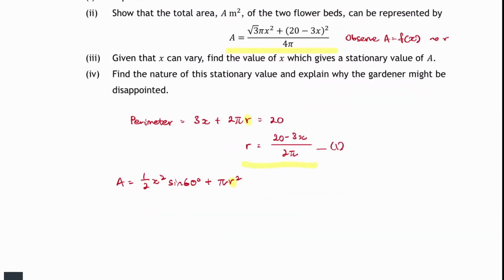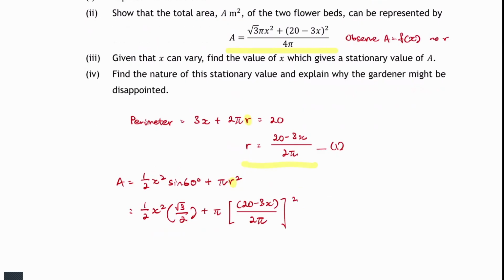So let's sub. We have half x squared sine 60. You should memorize it as root 3 over 2. If not, you can use your calculator to derive. Then the r will sub away. We have pi times (20 minus 3x) divided by 2 pi. This one has a square on it.